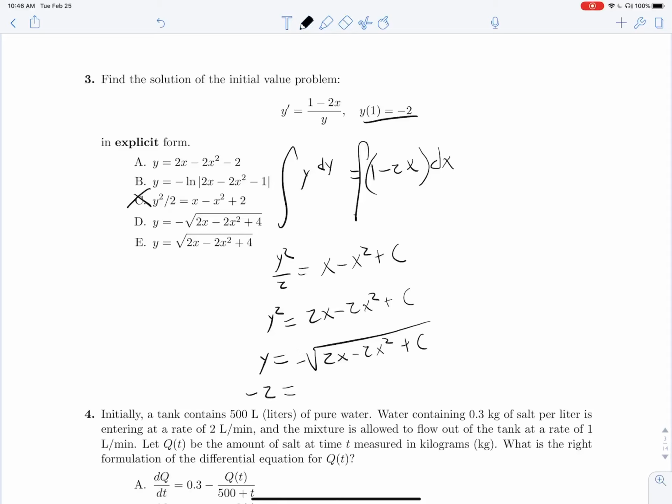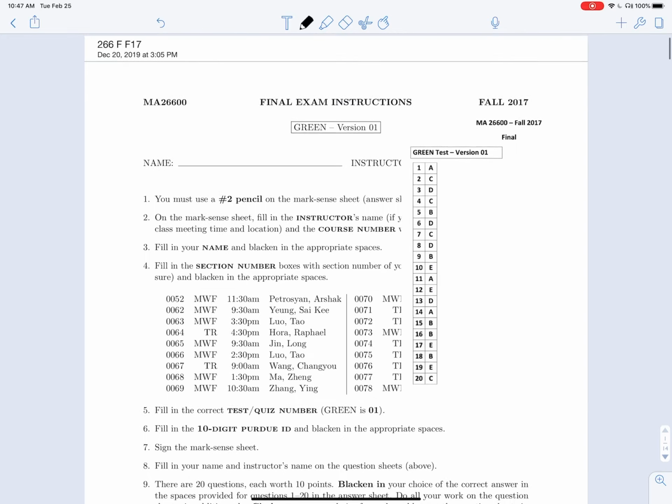So negative 2 is equal to negative root 2 minus 2 plus, well, what would this have to be? This would have to be plus 4 in order for this to evaluate to negative 2. So knowing that, we can replace our C with plus 4, and we have our answer, which is answer choice D.